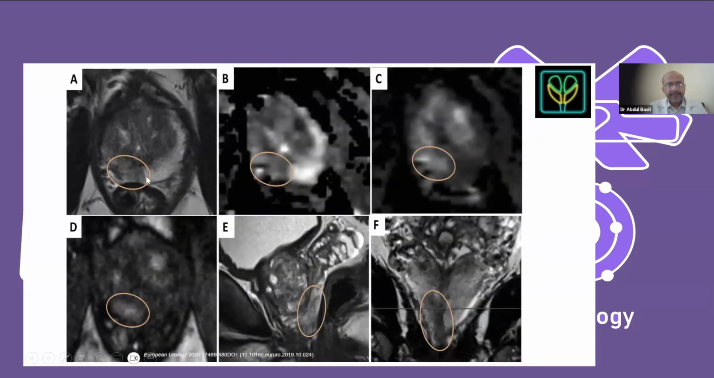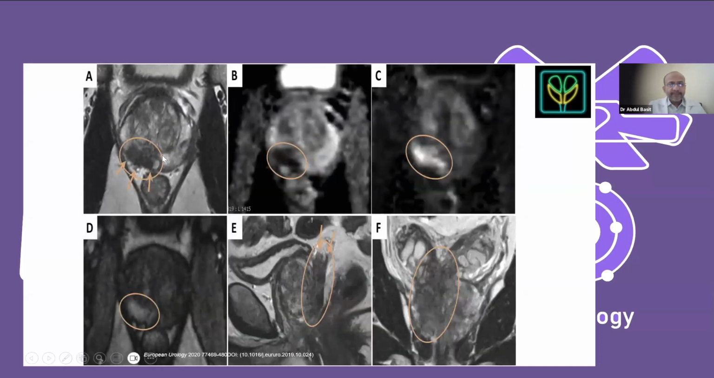This is an example. You can see that the white signal of the peripheral zone is lost on this side, which is faintly seen on the functional sequences, and there is faint enhancement. This kind of finding we see in cases when we have a focal prostatitis kind of picture.